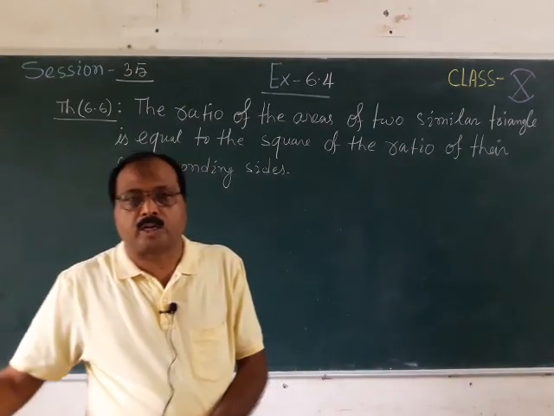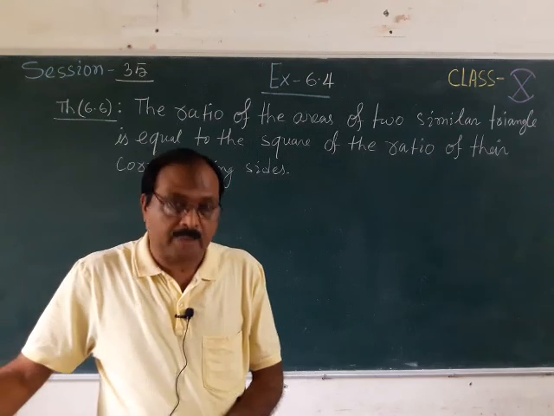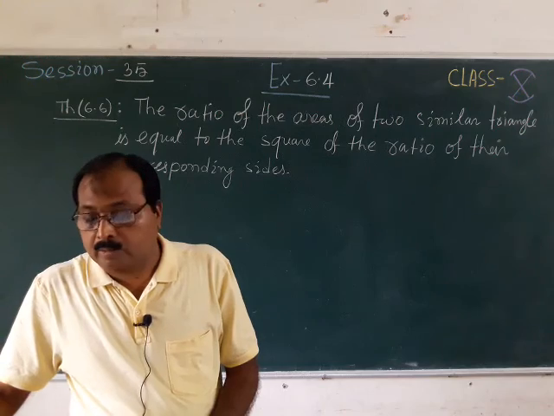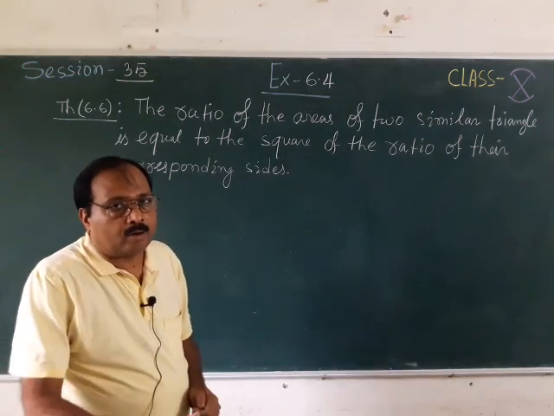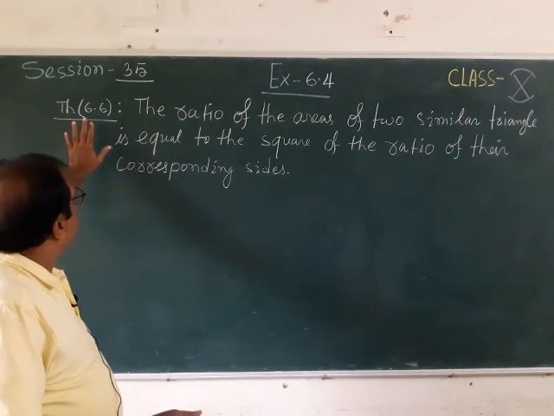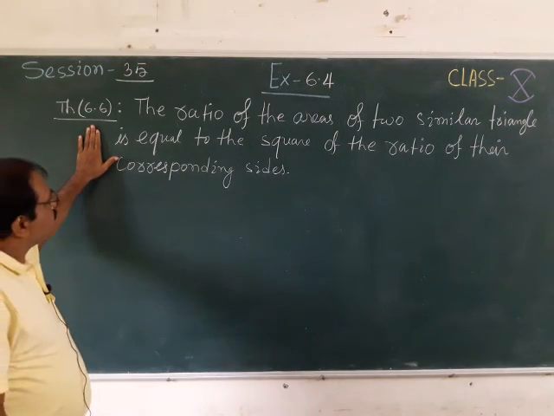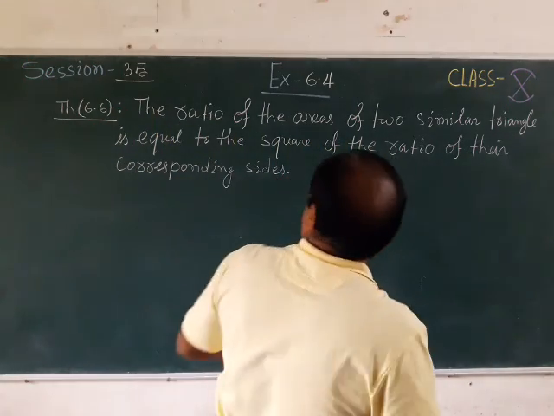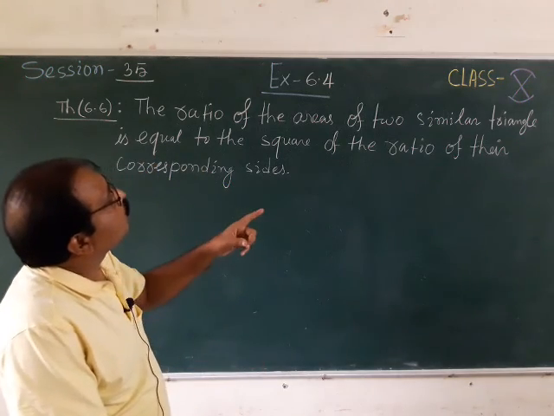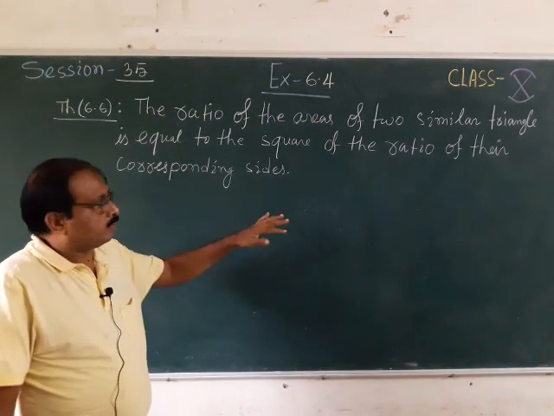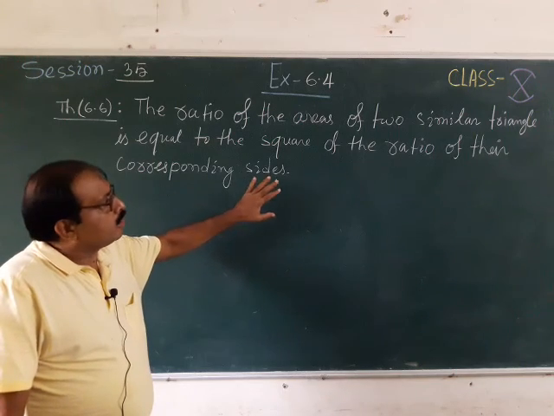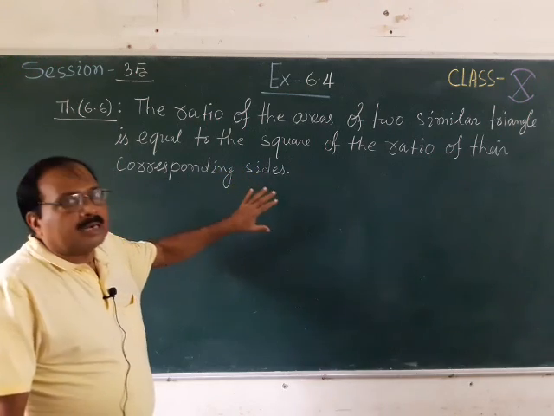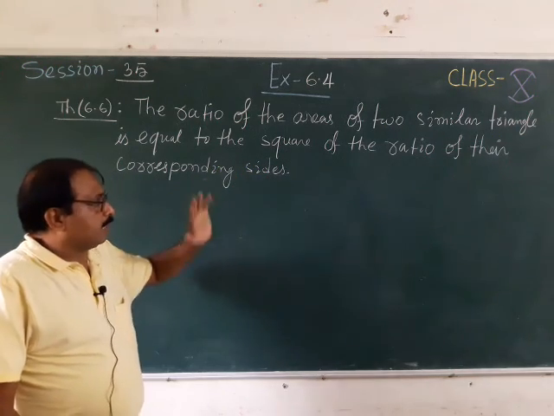Today I am going to start exercise 6.4 of chapter 6, and exercise 6.4 is all about the areas of two similar triangles. So here I am talking about theorem number 6.6. The statement is: the ratio of the areas of two similar triangles is equal to the square of the ratios of their corresponding sides. You need to understand the meaning of this statement and write the mathematical explanation of this statement.